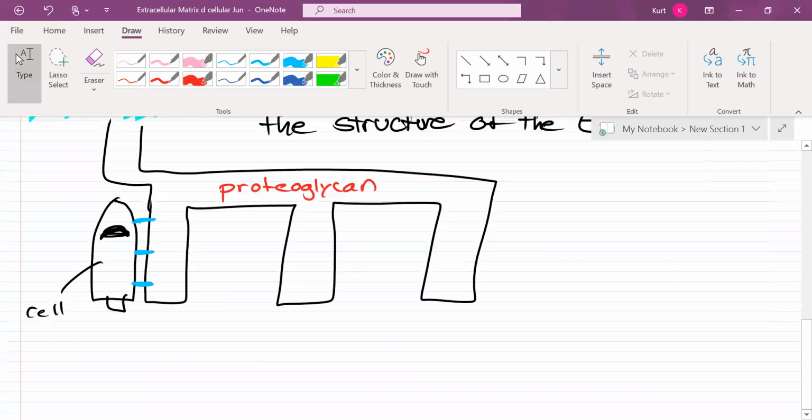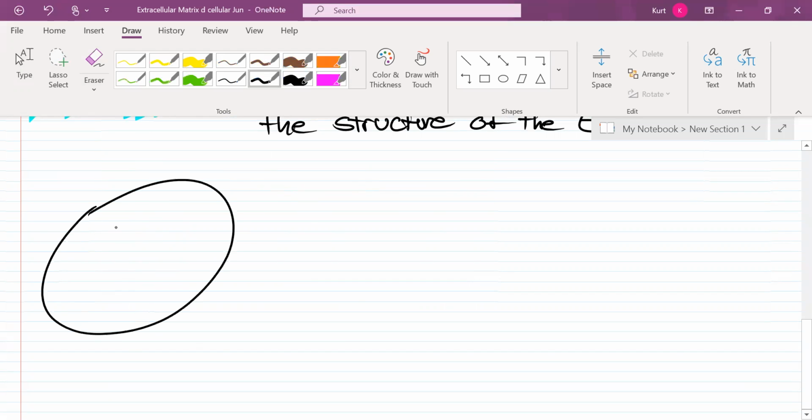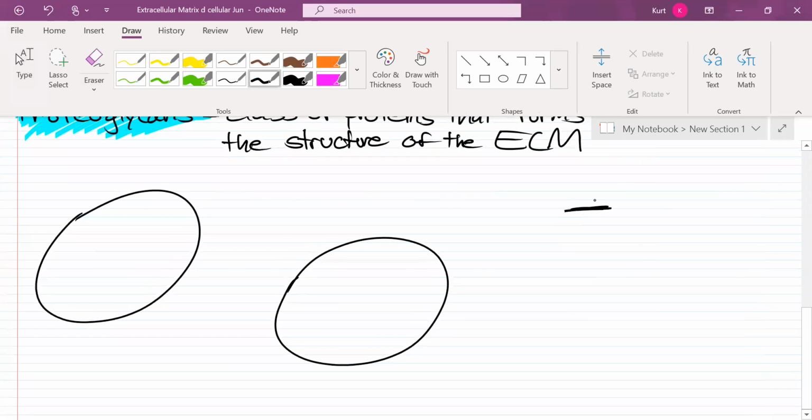So, enough boats and docks and marinas. Let's actually put this to biology. I'm going to draw two cells. The black lines represent the plasma membrane of a cell.